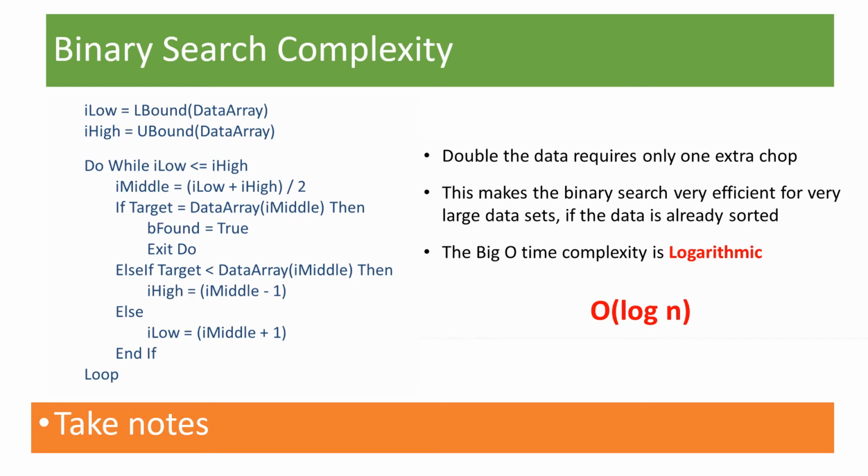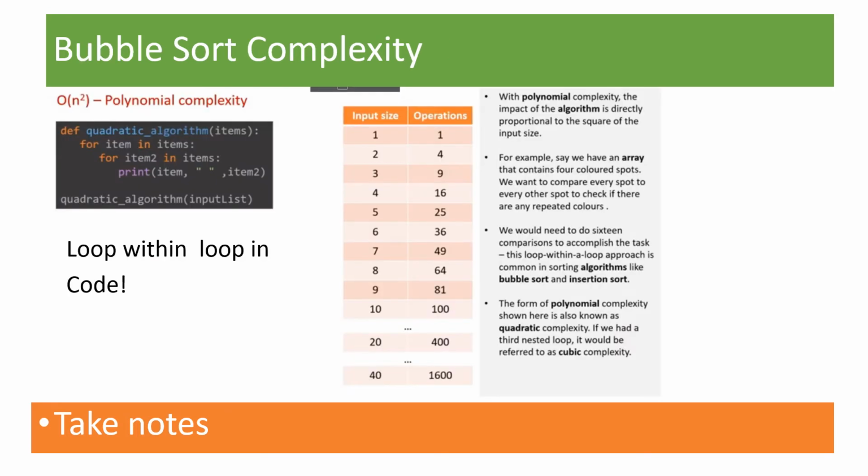Now sometimes a binary search can be called a binary chop. So we can think of a binary search complexity that as we double the data, it only requires 1 extra chop. This makes it very efficient for large data sets in particular, but remember, this is only if the data is already sorted. This gives us a time complexity of logarithmic, and we represent that by O(log n). Please make sure you add this to your notes, add it to your binary search, and then explain what O(log n) is. We're next going to be looking at polynomial complexity.